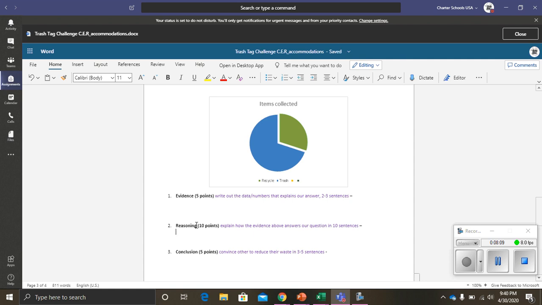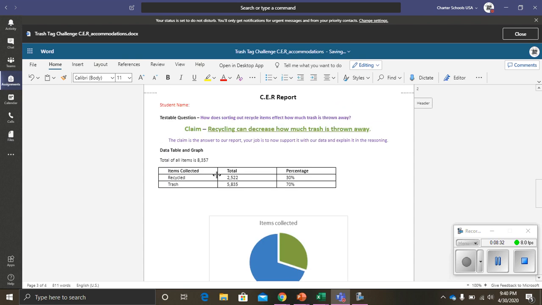And here, reasoning. This is a big part. Explain how the evidence above answers your question in 10 sentences. Remember, this is a 20-point assignment, so I have to push you a little bit. The evidence, what is this saying? It's saying that 30%, 70%, here's all the numbers. You're writing that out as, here's what backs this up. We have 5 numbers in this little chart, right? You don't have to talk about every single number. Only talk about the numbers that deal with recycling and answer this question: what numbers show that recycling is lowering how much trash is thrown away?